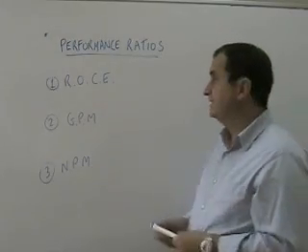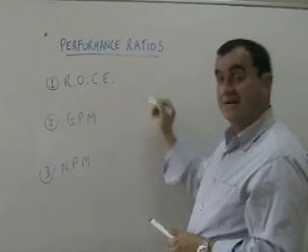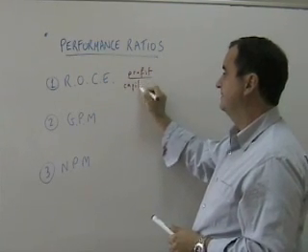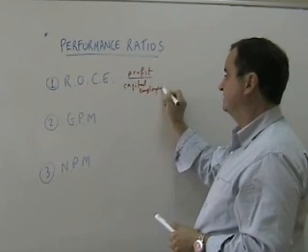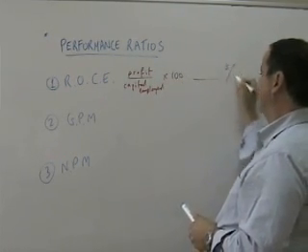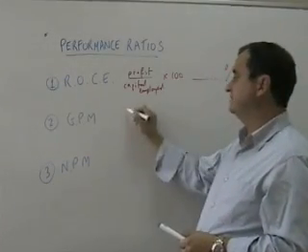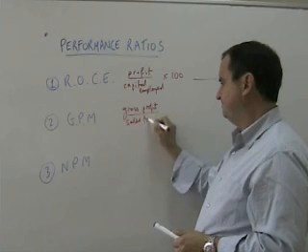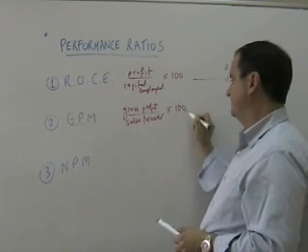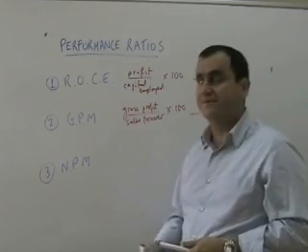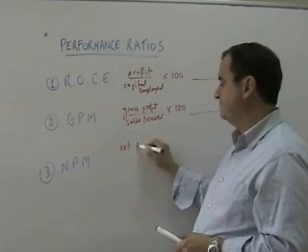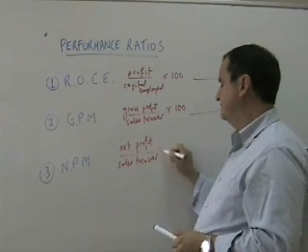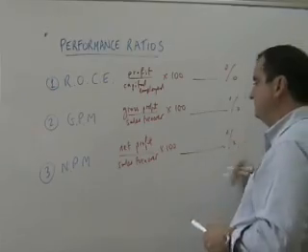So, return on capital employed is calculated in the following way. It's calculated by profit divided by capital employed times 100. And that will give you a percentage. Gross profit margin is calculated by gross profit divided by sales turnover times 100. That will give a percentage as well. Finally, net profit margin is calculated by net profit divided by sales turnover times 100. And this also gives a percentage.